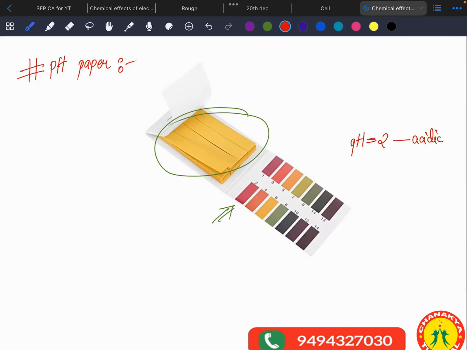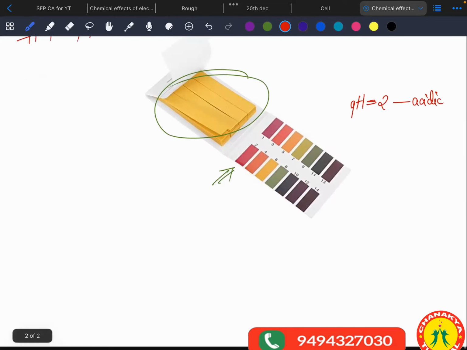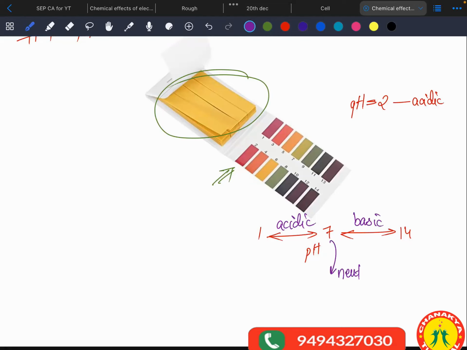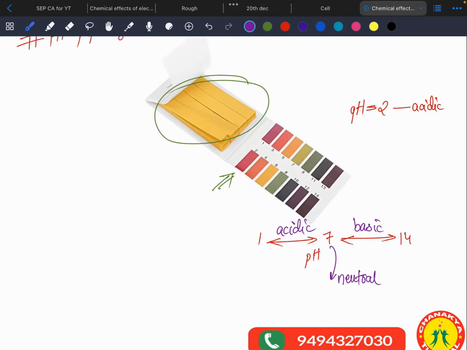What is the scale of pH? The scale of pH is 1 to 14. From 1 to 6 it is acidic, 7 is neutral, and from 8 to 14 it's basic. Very good. So between 1 to 7 it is acidic, and between 7 to 14 it is basic. At 7 it is neutral. So this is the pH scale.